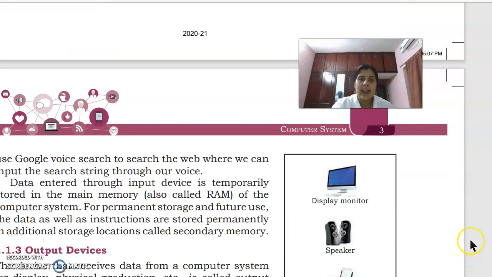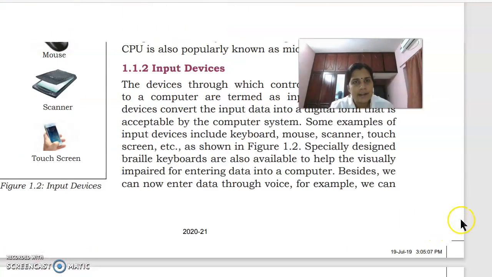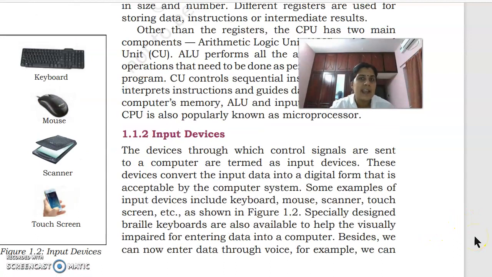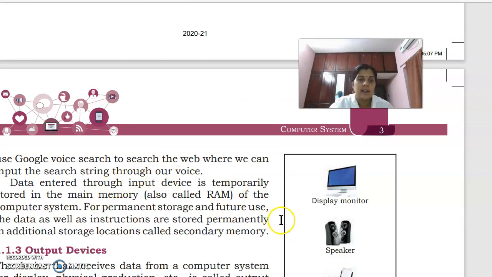So data can enter by using an input device. We can use voice recognition, so a microphone is an input device. I am now using a microphone on this computer to talk with you, so this is an input device. These are examples of input devices: keyboard, mouse, scanner, touch screen, etc.